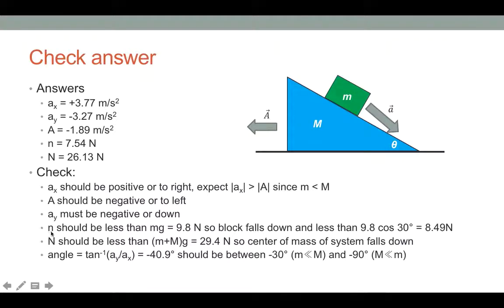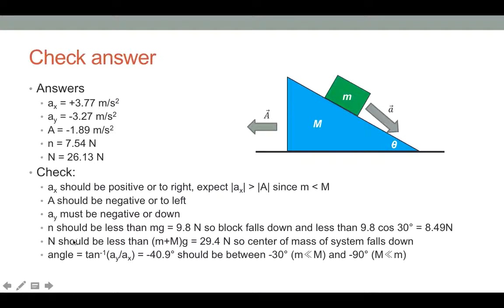Note that the normal force between the ramp and the block first must be less than the weight of the block, because the block has to fall down. But because the ramp's also accelerating out from underneath it, it should be less than what it would be if the ramp were held stationary. So namely, it should be less than its weight, 9.8, times the cosine of 30 degrees, which is what the normal force would be if the ramp were anchored and stationary. So it should be less than 8.49 newtons. And notice it is. So again, that makes sense.